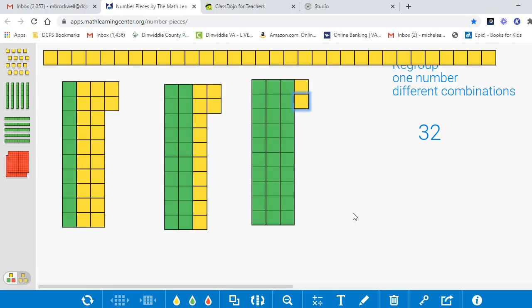If you can do that, boys and girls, then you understand what we mean when we say regroup your numbers, okay? We're going to practice all week. Good luck. Your teacher will have another lesson for you. May the force be with you and have a great day.